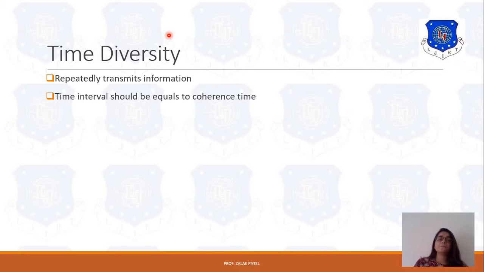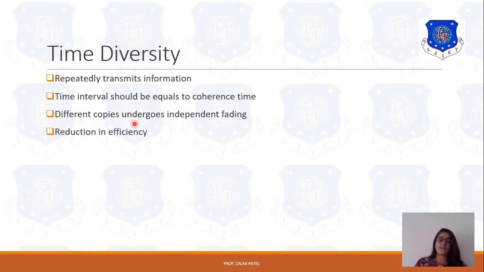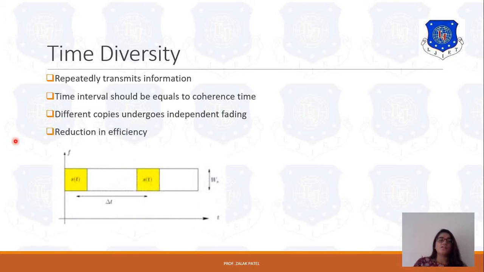If the coherence time is less, then we can say that it is a fast fading channel, and if the coherence time is more, then we can say that it is a slow fading channel. Next, different copies are again created in time diversity, because for each user individual time slots are in use, and because of that reduction in efficiency is noted. Here the distribution is like this.